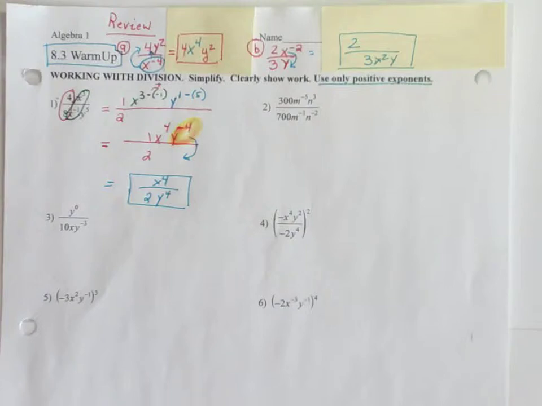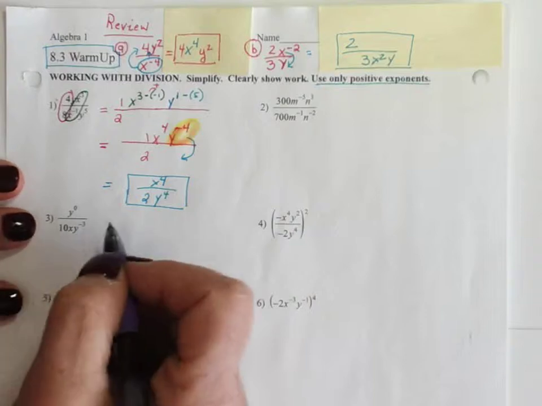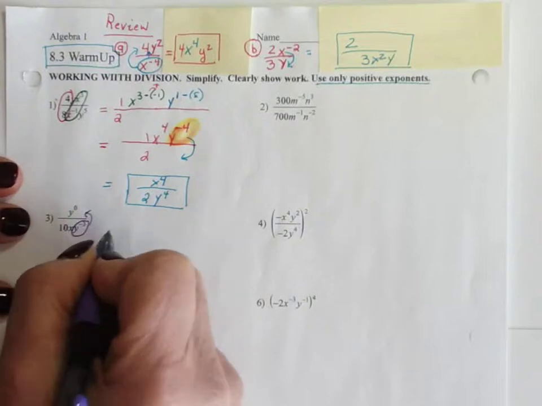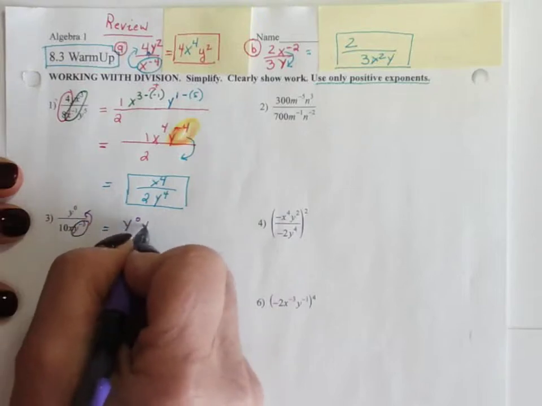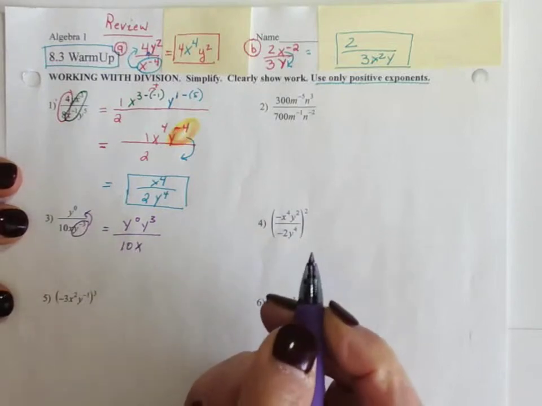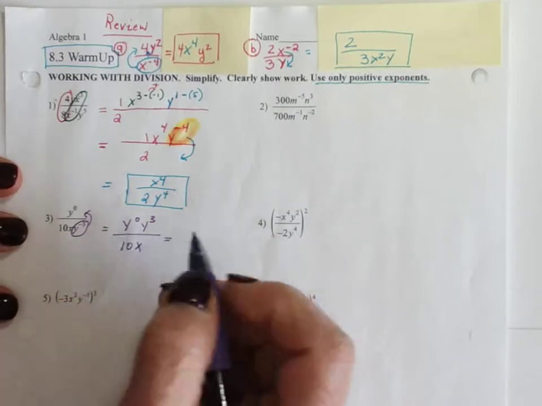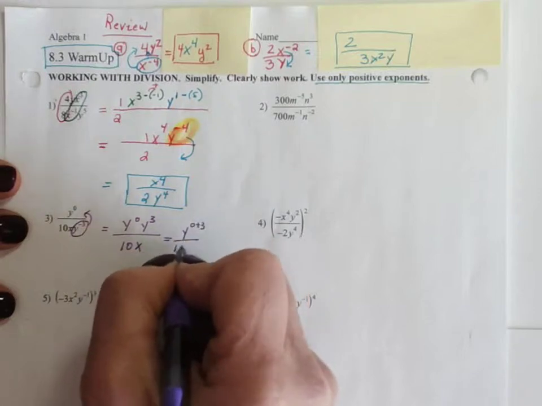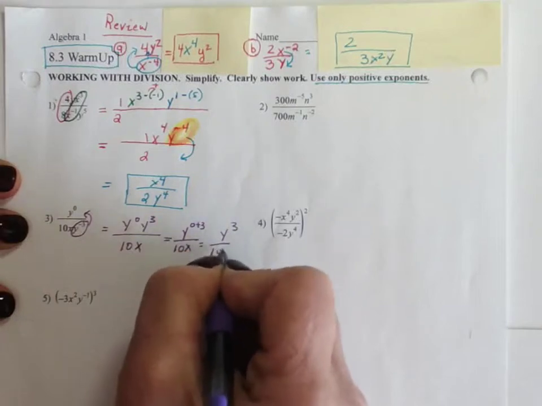Okay, another way to approach this problem is to say, I want my exponents happy before I do anything. So I know this exponent is unhappy. So I have y to the 0. I'm going to bring this up. Y cubed, 10x. And in this case, I'm going to have y 0 plus 3 over 10x, which is simply y to the 3rd over 10x.